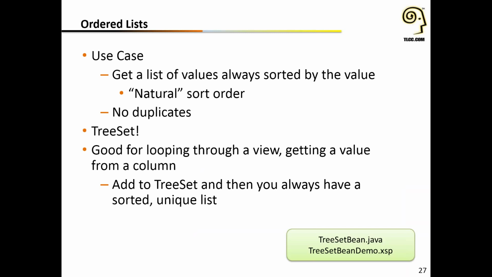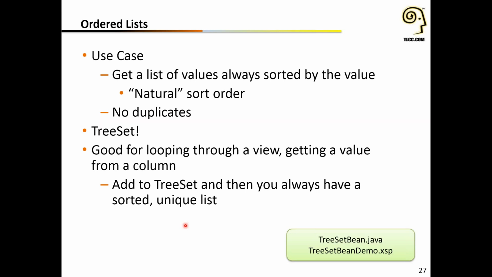So we said before, anything with the word tree in it is good. In this case, we also don't want duplicates, so a tree set would be real good. If we wanted duplicates, that would be another story, but a tree set will not allow duplicates. Like the example we had before, we might want to loop through a view and get a bunch of columns to use in a combo box, but we don't want those values to have any duplicates in them.